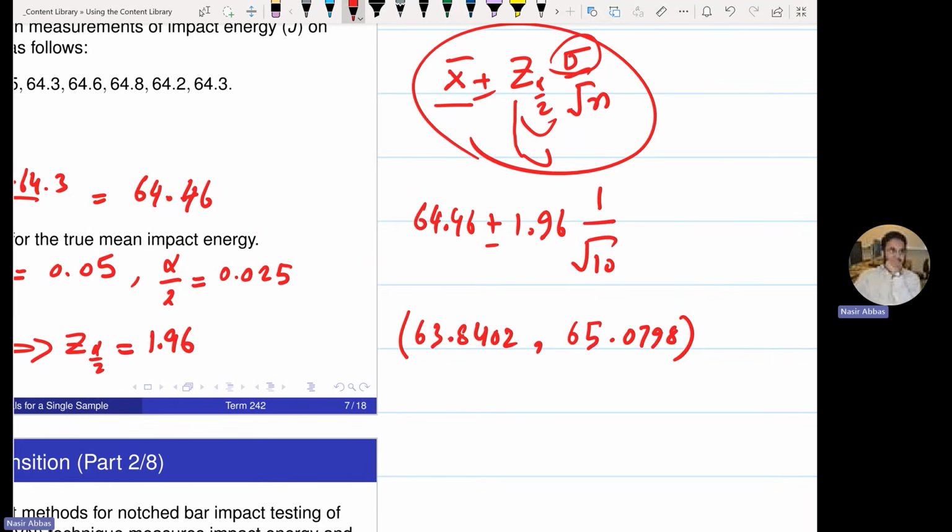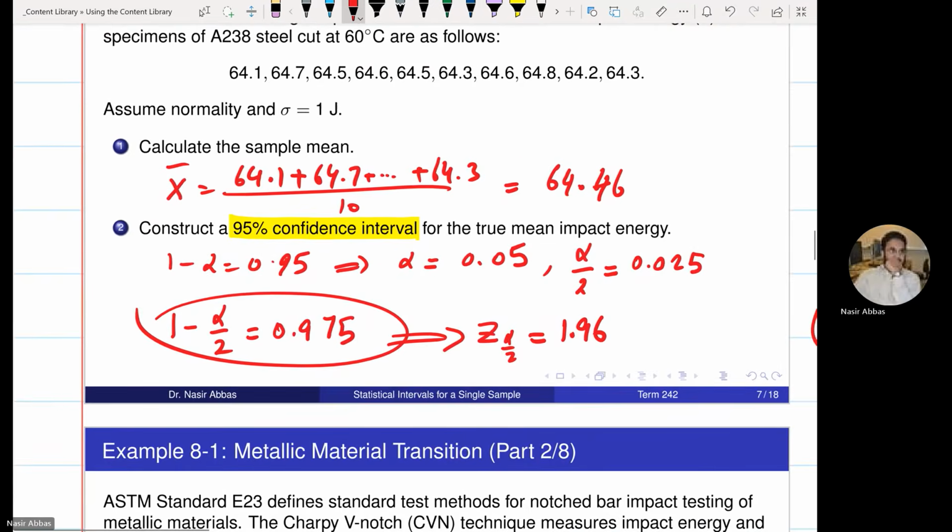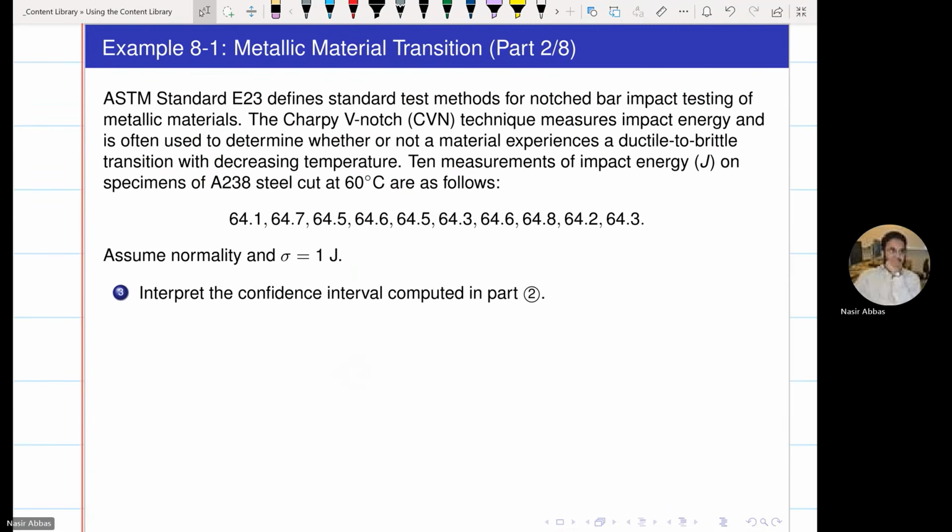Impact energy. 95% confidence interval for the mean impact energy. Now we get to the second most important part, how to interpret this confidence interval. Which is question number 3. Interpret this confidence interval that you just computed in part 2.